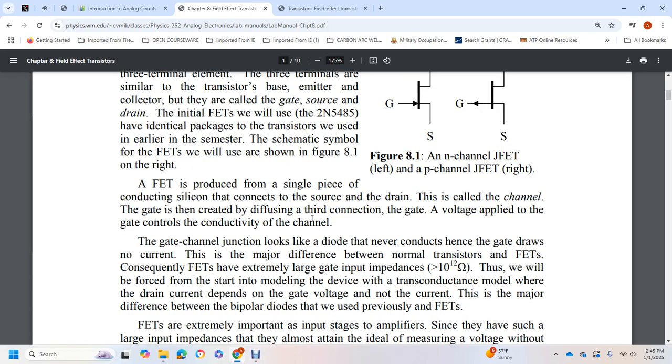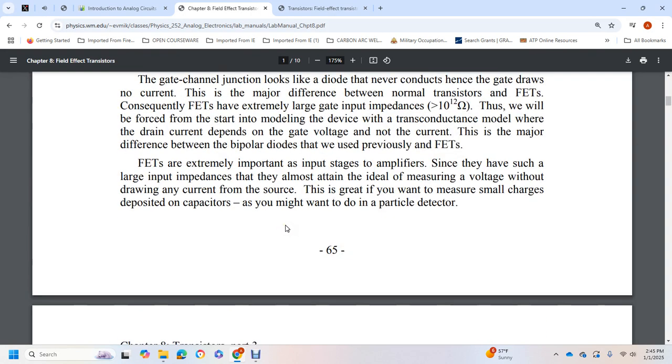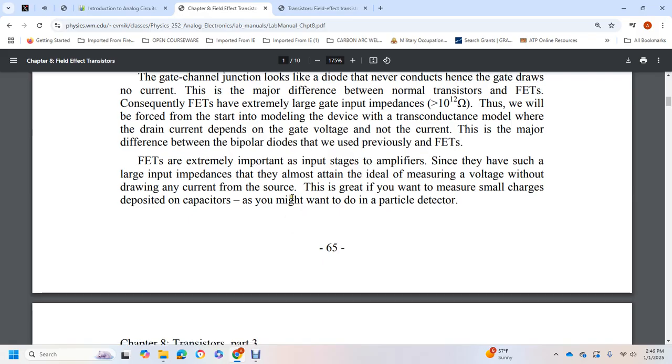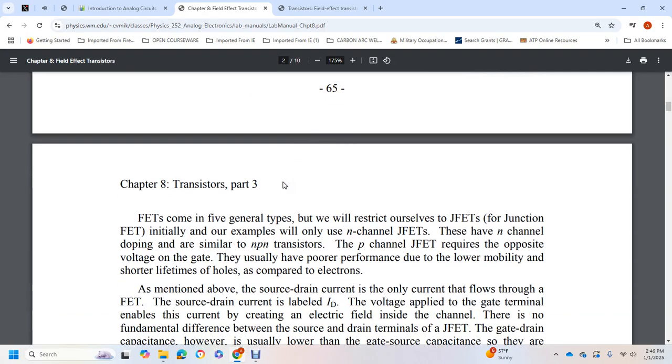This is the major difference from the bipolar transistors used previously. Field effect transistors are extremely important as the input stage of an amplifier, since they present a large input impedance to attain the ideal measuring of the voltage without drawing any current from the source. This is great if you want to measure small voltage changes, or charge on capacitors if you want to build a particular detector. Field effect transistors come in 5 general types.